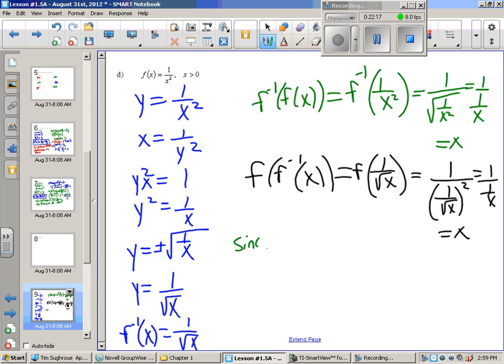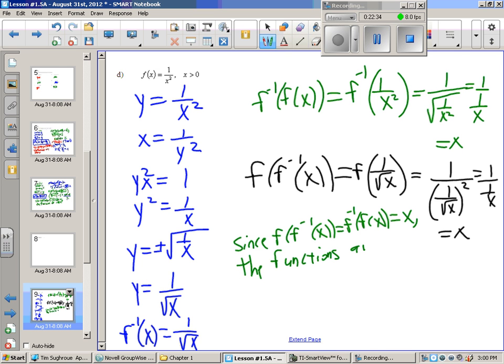And then we write our summary statement. Since f of f negative 1 of x equals f negative 1 of f of x equals x, the functions are inverses. And we're going to write this every time. If you don't, you're going to miss a point on tests and quizzes. And I'm going to look on your homework to make sure it's there. Want it every single time.